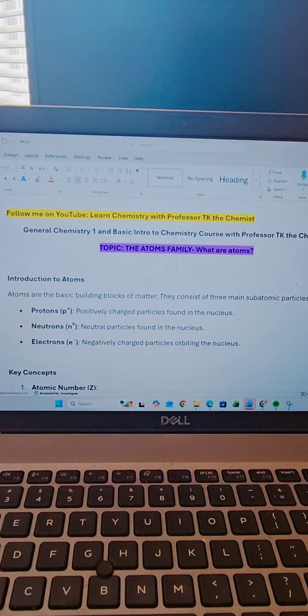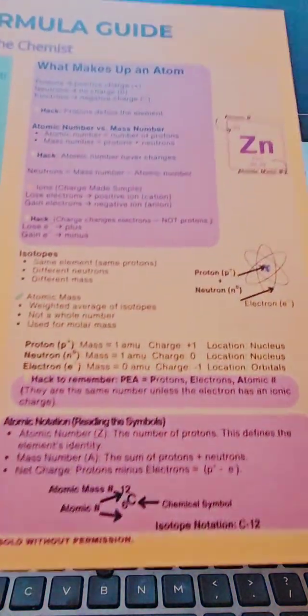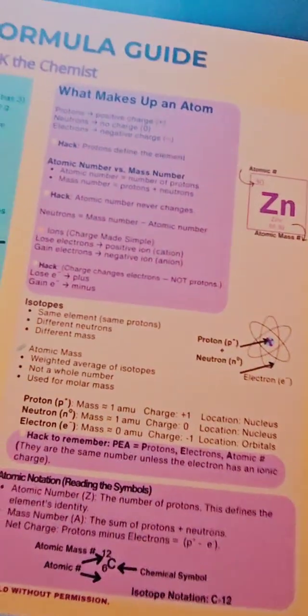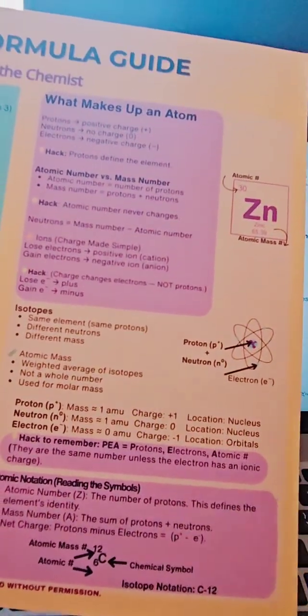So an atom consists of 3 main subatomic particles. You've got your protons. Those are positively charged particles found in the nucleus. So right here on my formula guide, it's on my store if you all want to go and get access to it.